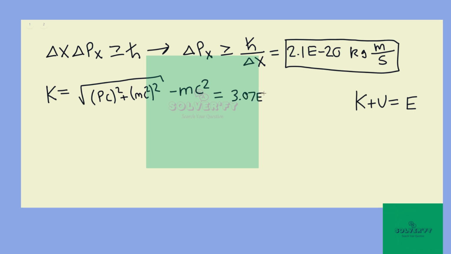3.07 times 10 to the negative 12 joules. And since we're interested in a result in electron volts, we can use the fact that 1.6 times 10 to the negative 19 joules is 1 electron volt. So we will get to a result of 0.82 mega electron volts, MeVs.